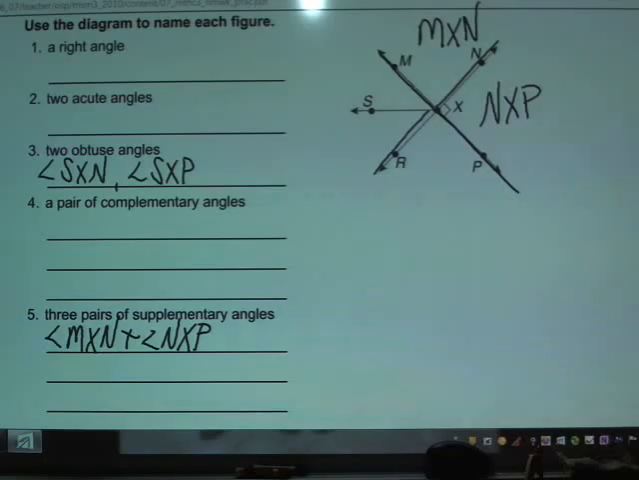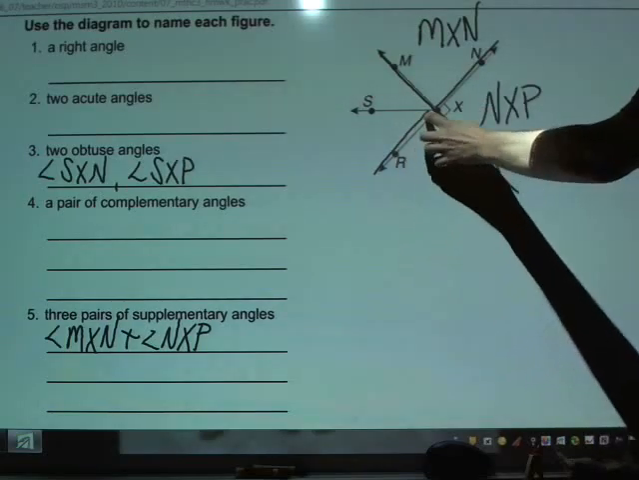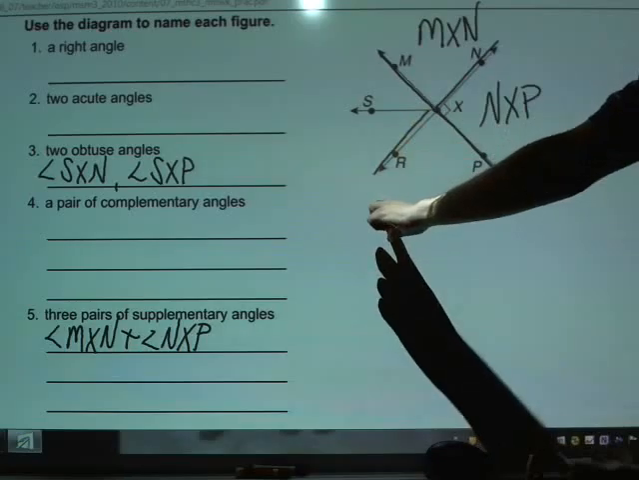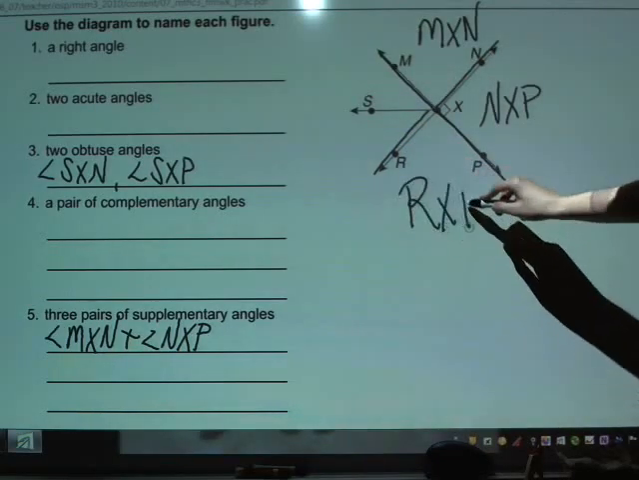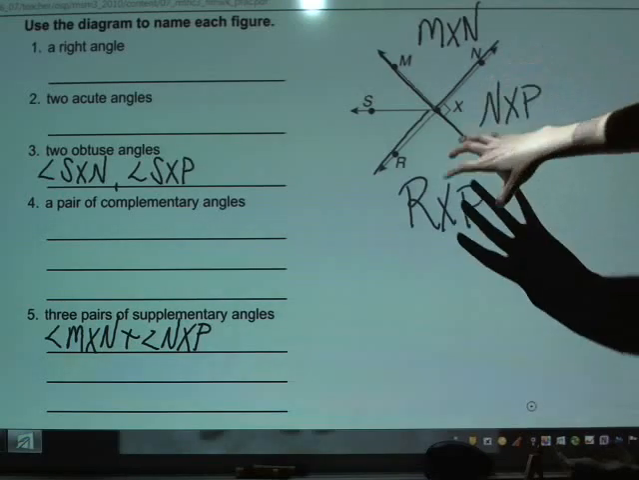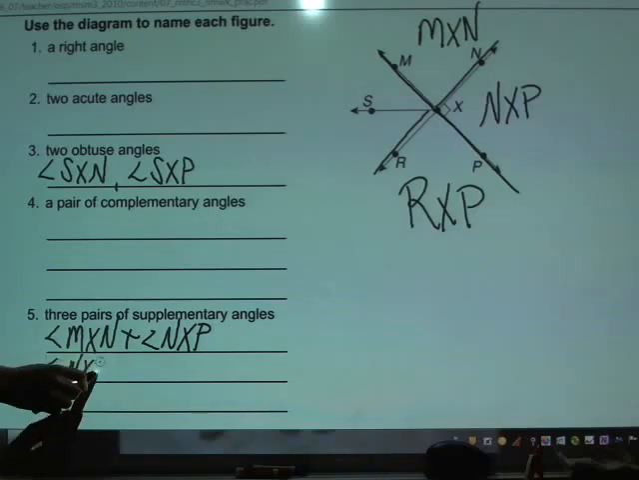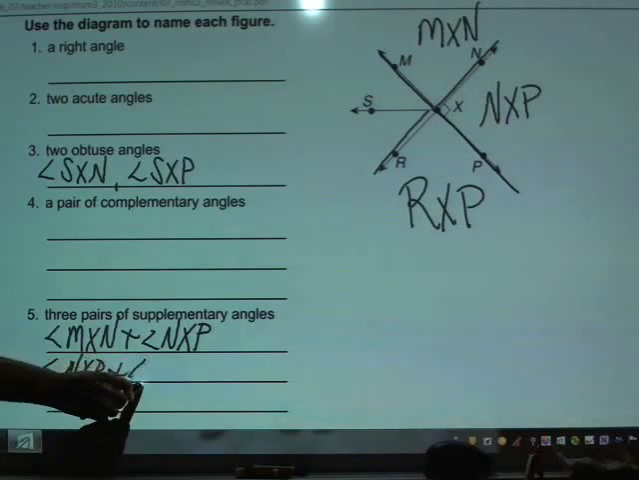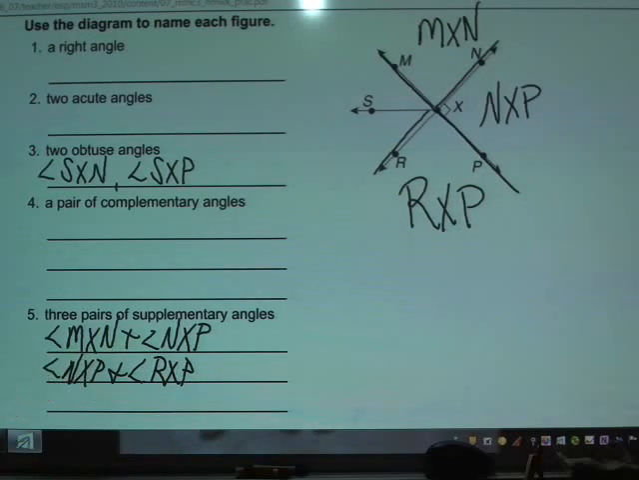Now, off towards the bottom right where we've got NXP, it has another match. It has this one down here, which we can call RXP or PXR. It doesn't really matter, let's just call it RXP. That's going to be our second answer. This angle and this angle together make 180 degrees. So we're going to say that angle NXP and angle RXP are a set of supplementary angles.